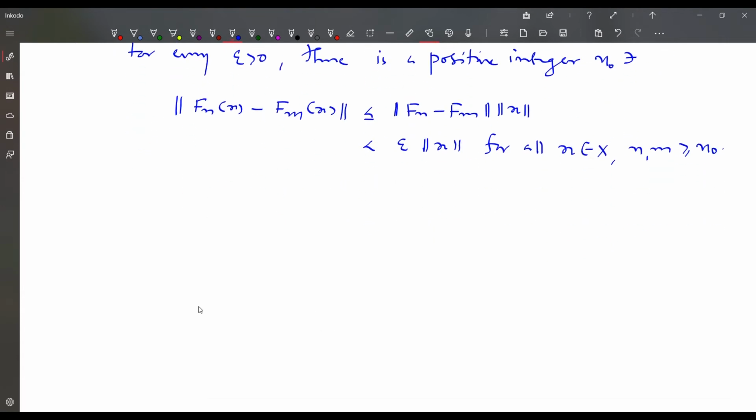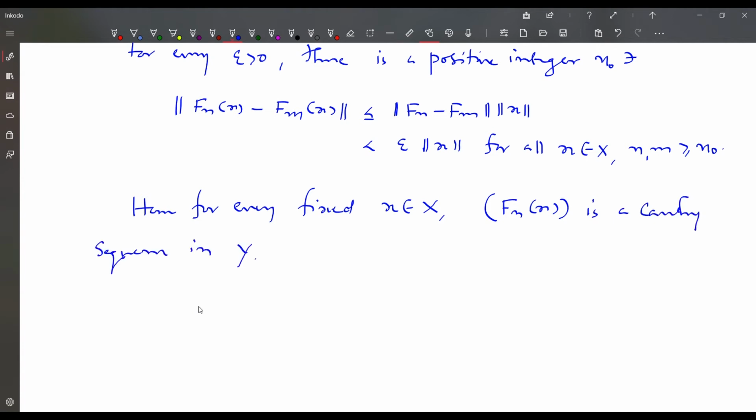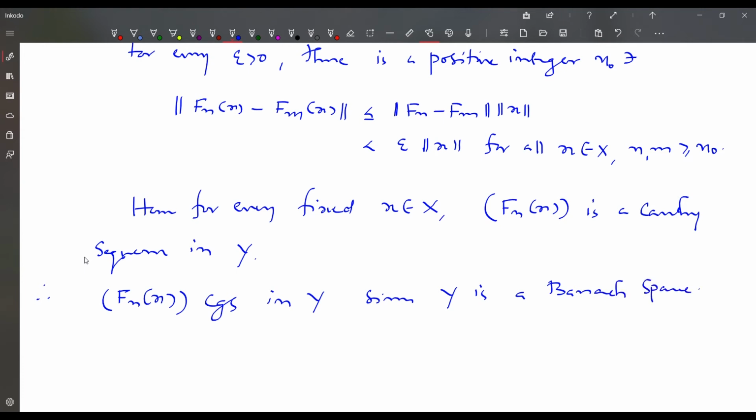Hence, for every fixed x in X, the sequence Fn of x is a Cauchy sequence in Y. Therefore, Fn of x converges in Y since Y is a Banach space. Let Fn of x converge to f of x in Y.